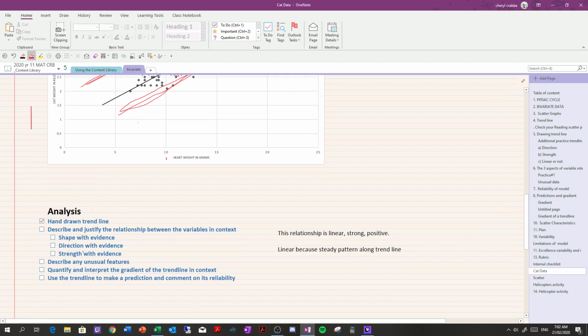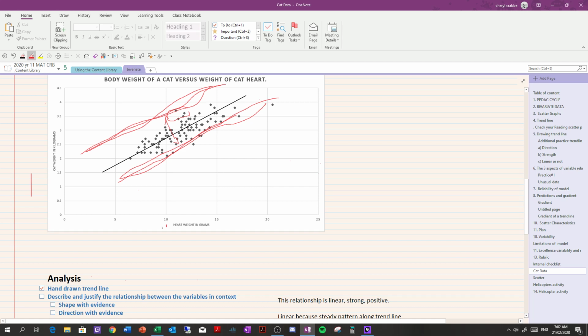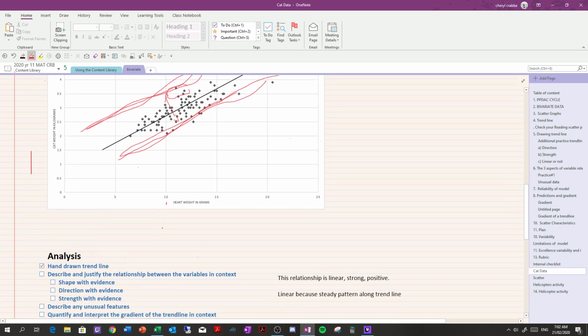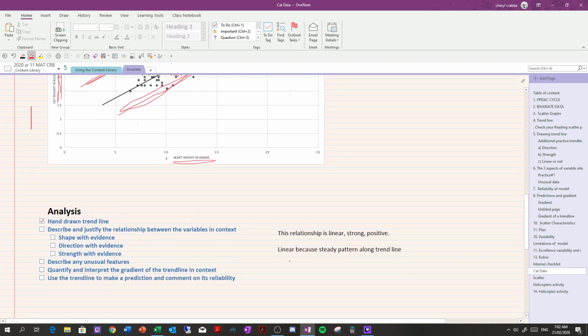Strength, I would say strong because most of the data points are quite close to the trend line. And then direction, well, it's positive. It's positive increasing, and that's because as heart weight in grams increases, the cat's body weight in kgs also increases. Okay, so you need to give evidence for direction being positive or negative by explaining what's happening with the variables.